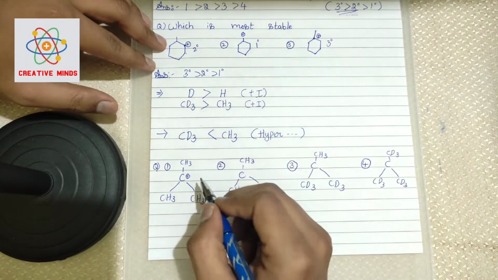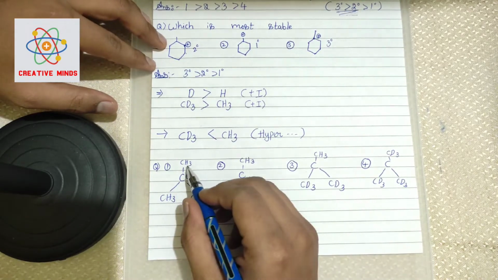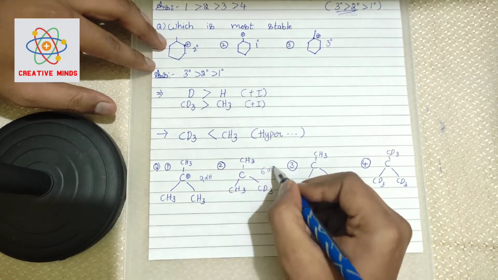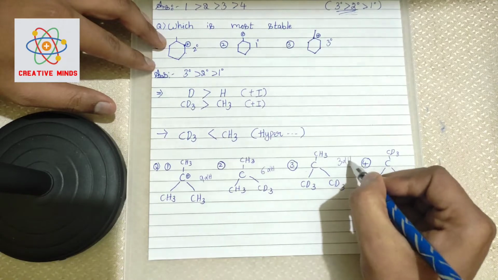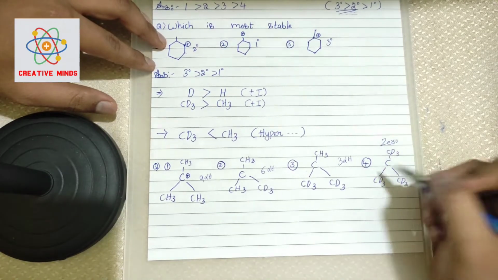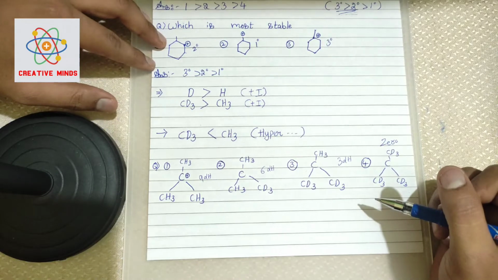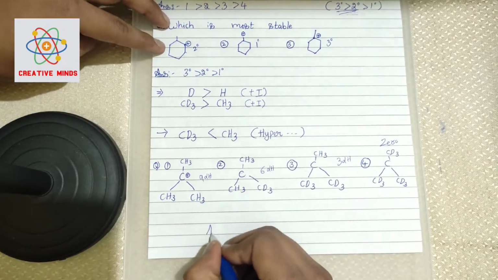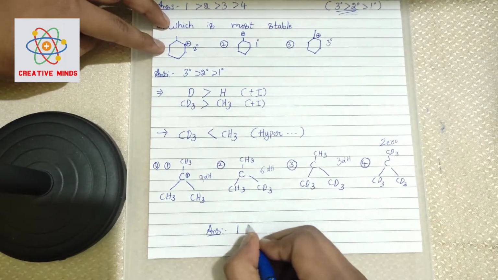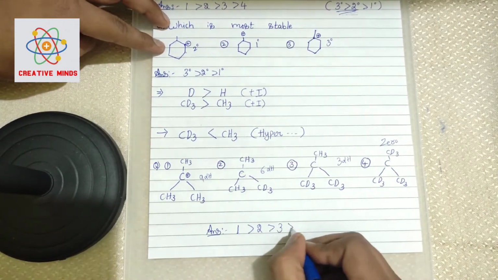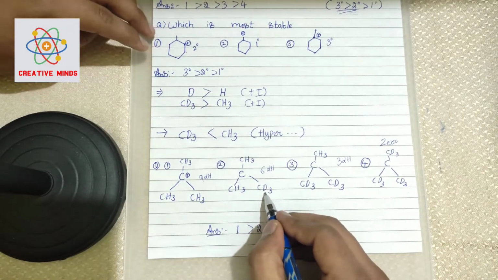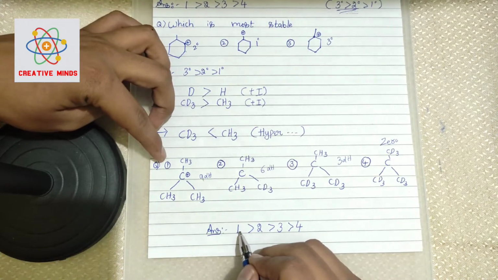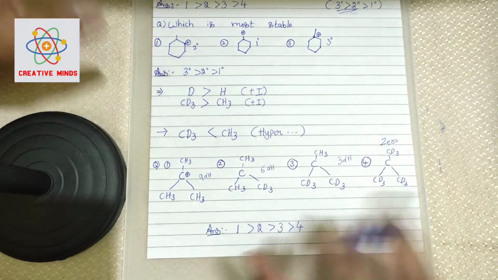Now in this compound, how many alpha hydrogens do we have? 3 plus 3 plus 3, 9 alpha hydrogens, right? Now in this compound 6 alpha hydrogens, in this 3 alpha hydrogens, in this 0. How many? 0 alpha hydrogens. Therefore, what is the stability order? What I told you, the more the alpha hydrogens, the more stable. Therefore, what is your answer? 1 greater than 2 greater than 3 greater than 4. We don't have to see deuterium or whatever it may be, we just have to see the alpha hydrogen. We have more alpha hydrogens in this compound, so this will be most stable. 1, 2, 3, 4, that is your order.